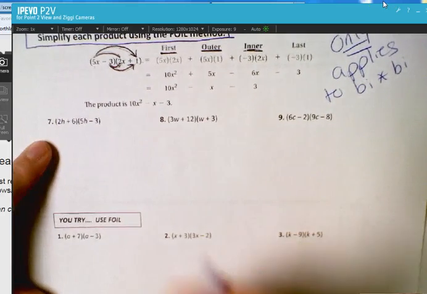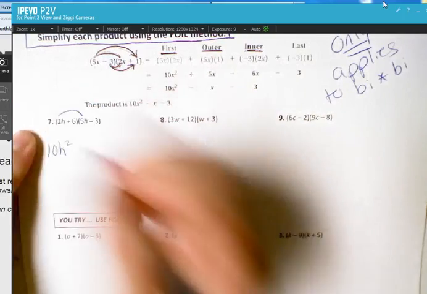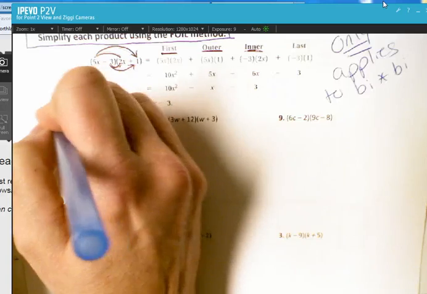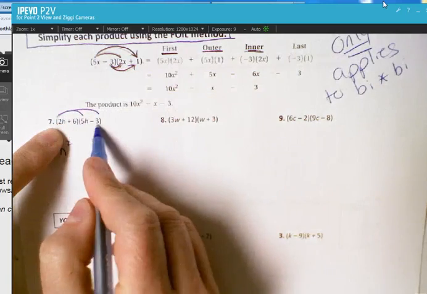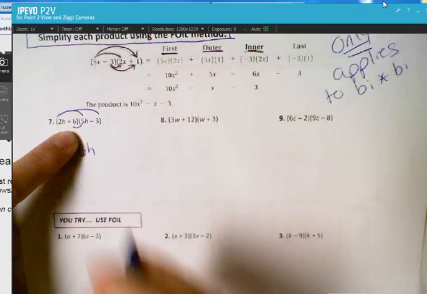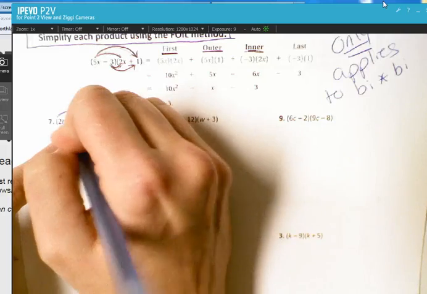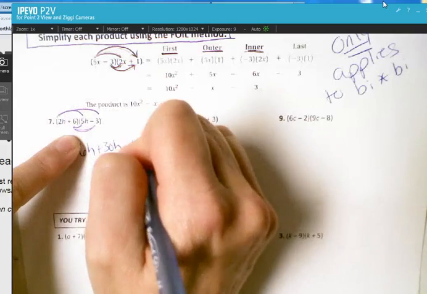We want to use FOIL. First ones, multiply first ones together. 2 times 5 is 10x squared. Then outer ones are these outside ones, so negative 6h. Inner is these ones here, plus 30h. And last terms in each is a negative 18.